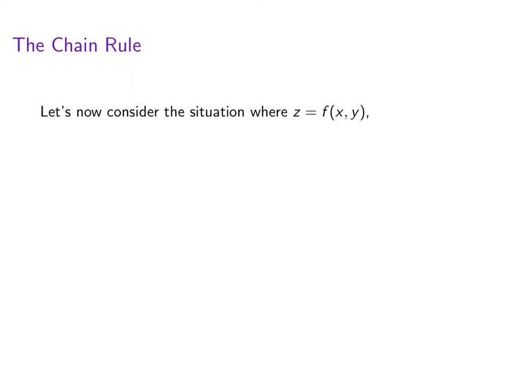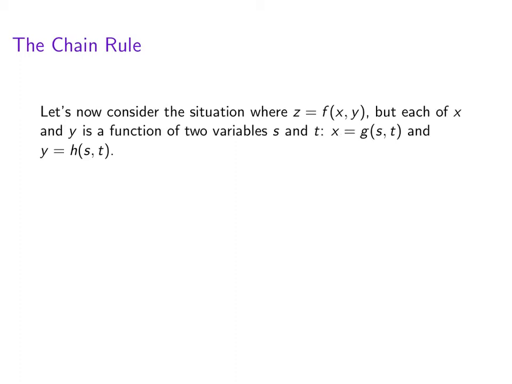Hello, calculus fans. We're going to consider a different version of the chain rule now. This is the situation where z is equal to f of x, y. But now, each of x and y is themselves a function of two variables, s and t. We'll say that x is equal to g of s, t and y is equal to h of s, t.